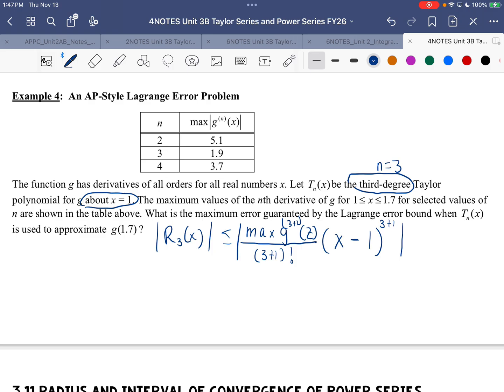Okay, so what level of n are you actually looking for the maximum? 4. Because this is to the 4, we are given the maximum. It told you that these are the maximum values on the interval for whatever level derivative. So you're getting 3.7 over 4 factorial. And then we're doing R3 at 1.7.